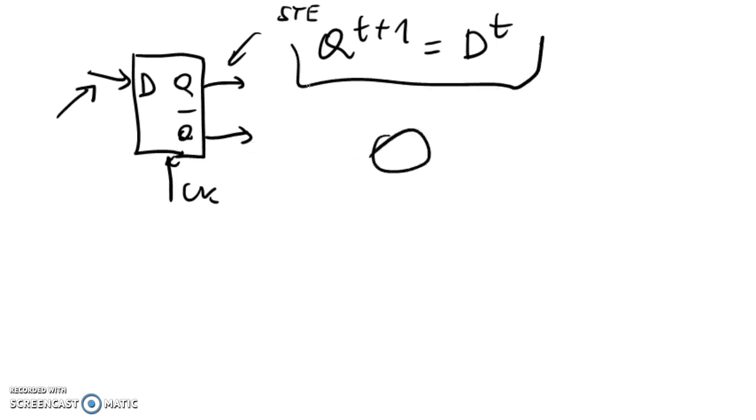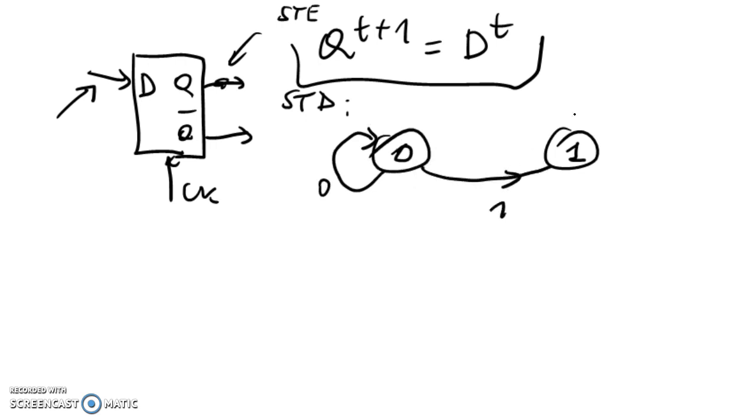Okay, so the state transition diagram is the following. These are values of the memory Q. Yes, it is this signal. And if you have 0 on input, you will get 0. If you have 1, you will get 1. And the same is true here. If you have 0, you will get 0. And if you have 1, you'll get 1.